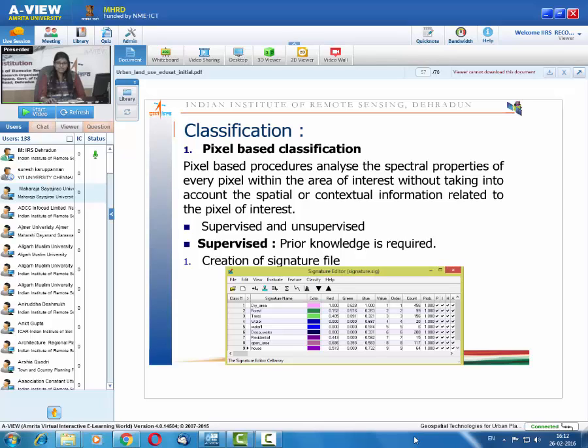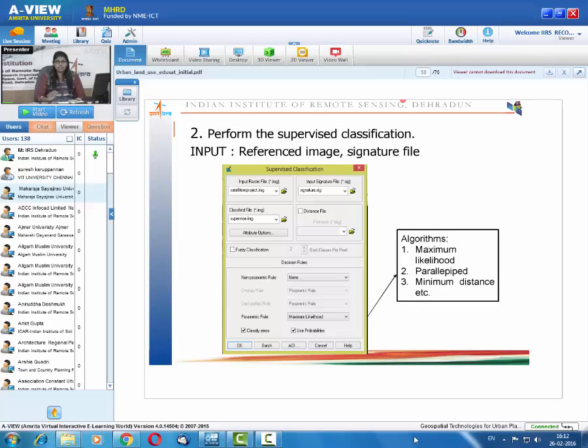So likewise, we prepare several layers of training sets. Some belong to the water category, some belong to the forest category, some belong to the urban category. It can also belong to high dense urban, medium dense urban, low dense urban. So creation of the signature file becomes the first step. Second is to perform the supervised classification, and the input is the image, that is the satellite image, or you can subset the image, an area on which you need classification.